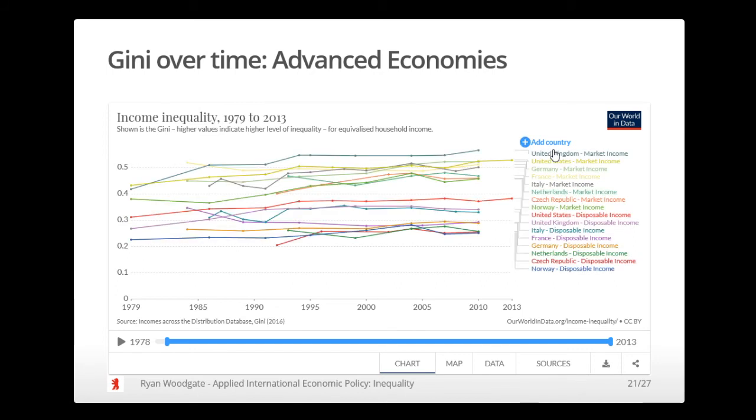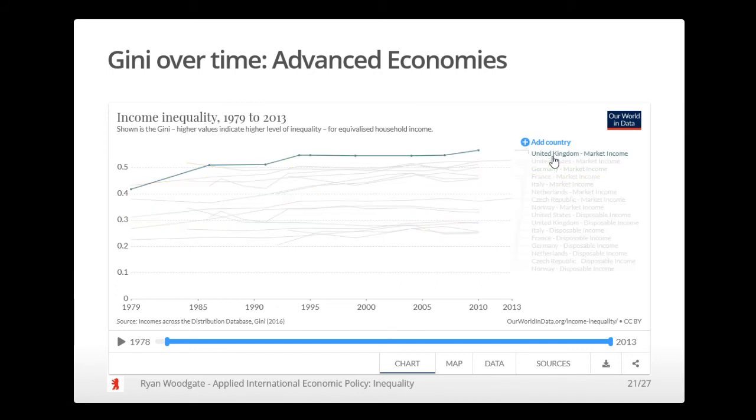Here we see the Gini in terms of income inequality for advanced economies. And basically since 1979, we see that income inequality has been increasing for virtually all economies that we have in the sample. Although France is always a bit of an outlier in terms of inequality, it seems to have leveled off quite a bit. Italy has increased in terms of inequality. Netherlands a little bit, perhaps. Czech Republic, Norway, and so on.